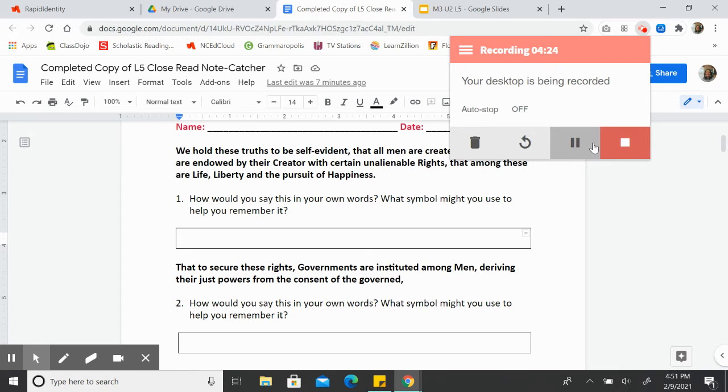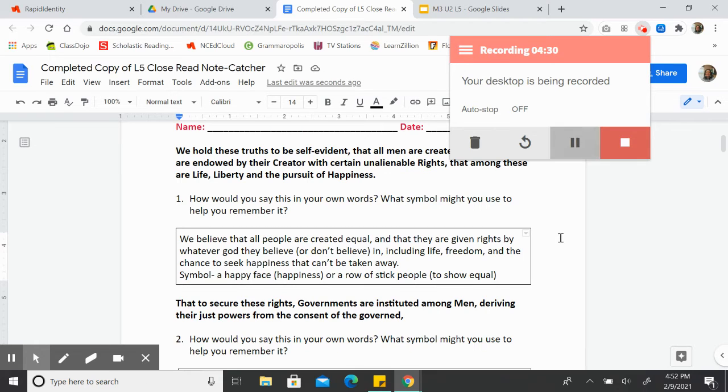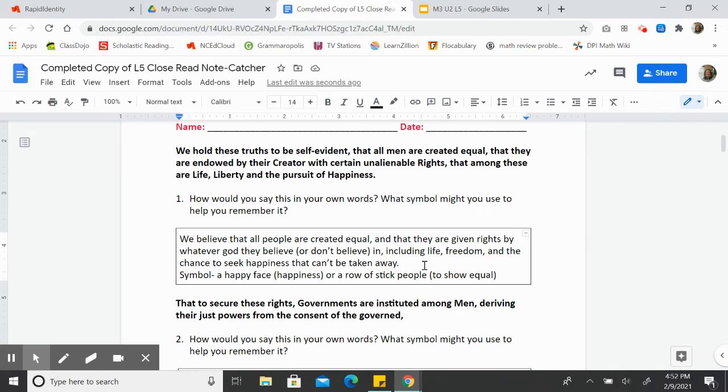I want you to pause and write your answer and then come back and check and see if yours makes sense compared to mine when you're done. Okay, so looking at this, you might have said something like, "We believe that all people are created equal, that they're given rights by whatever they believe in or don't, including life, liberty, and the chance to, or I guess freedom instead of liberty, and the chance to seek happiness that can't be taken away." And then what symbol might we use to help remember it? Well, maybe a happy face or a row of stick people.